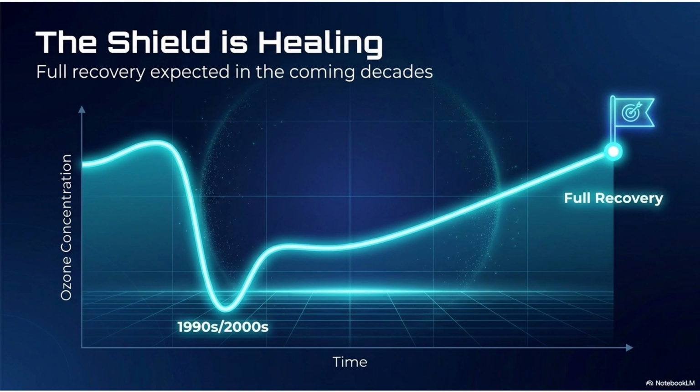But the ozone layer does not recover overnight. Many ozone depleting substances remain in the atmosphere for a long time. So, recovery takes decades. Scientists expect the ozone layer to continue recovering during the coming decades if current protections remain in place. This gives us an important lesson. Environmental damage can take a long time to repair, but strong and sustained action can make a real difference.